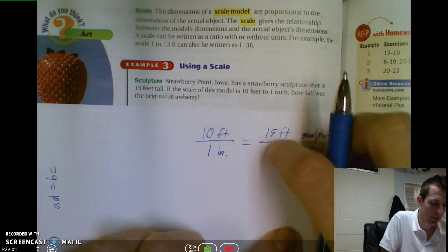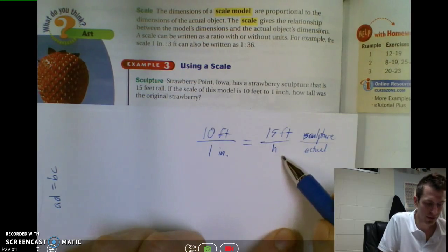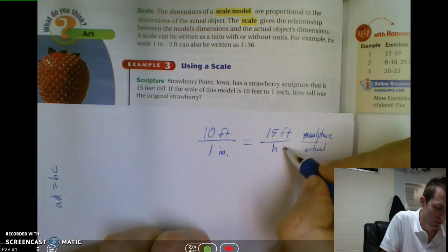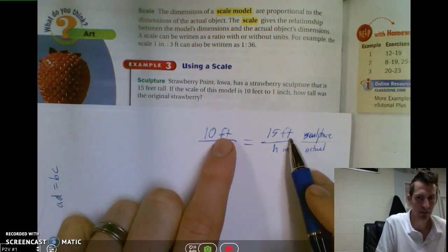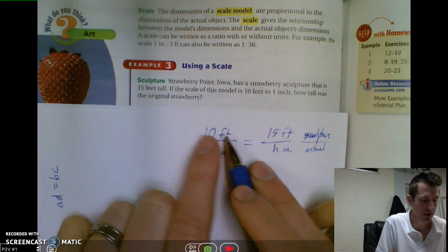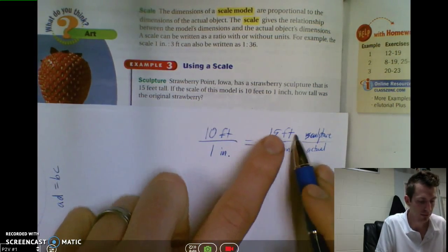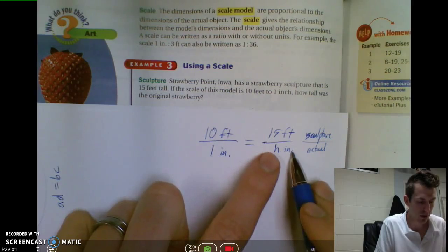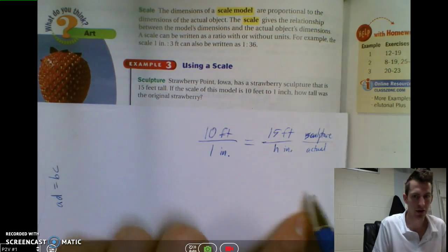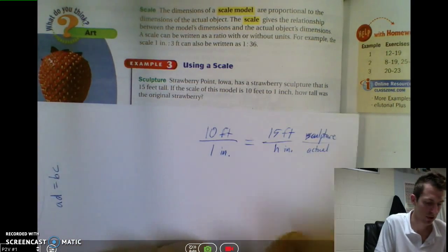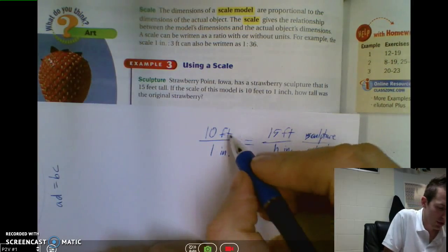I cannot put h over 15, because this h is going to be in inches. You've got to keep the same units on the same line. Okay, 10 feet to 1 inch, 15 feet over however many inches our actual height of our little strawberry is. So let's just cross multiply.